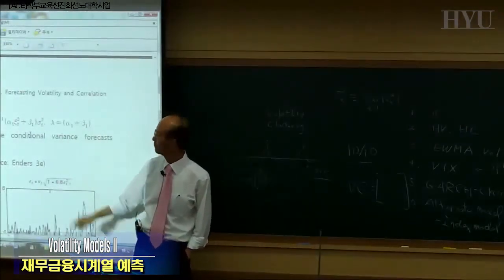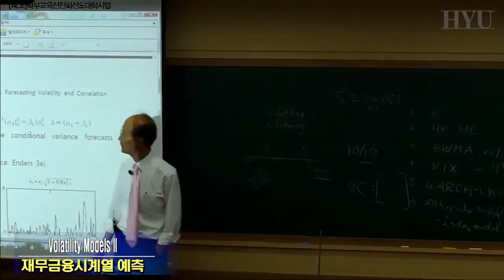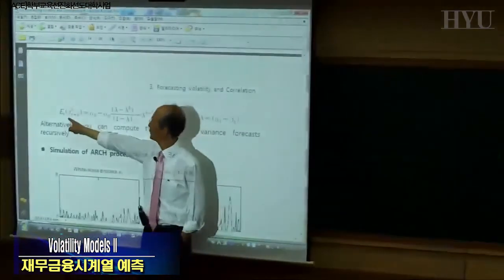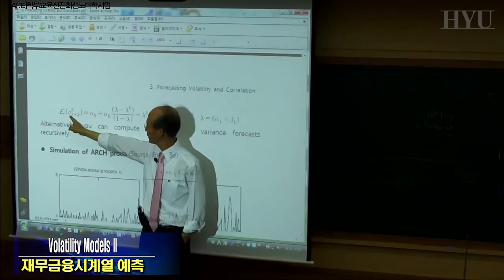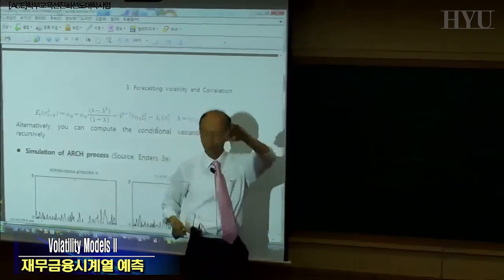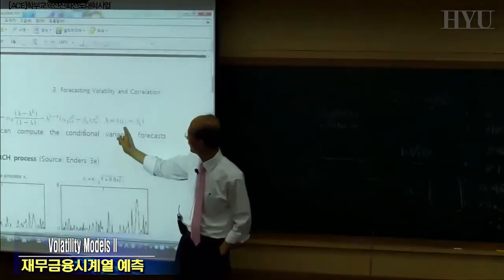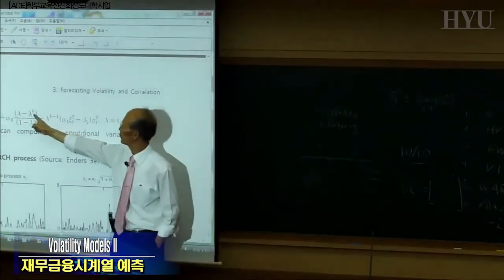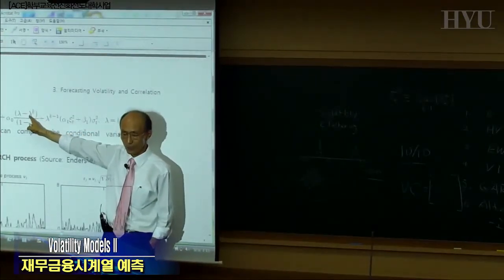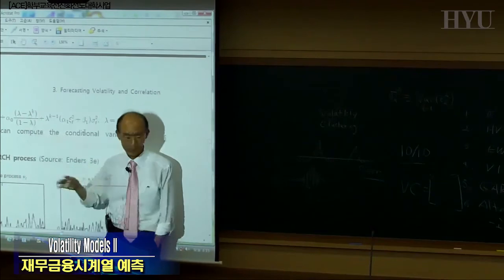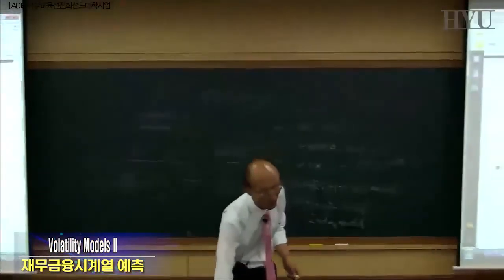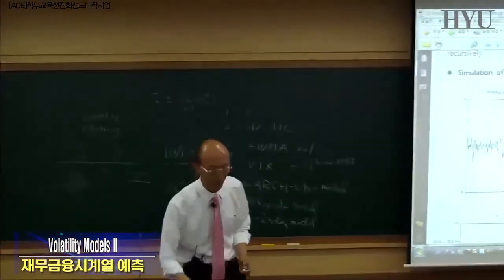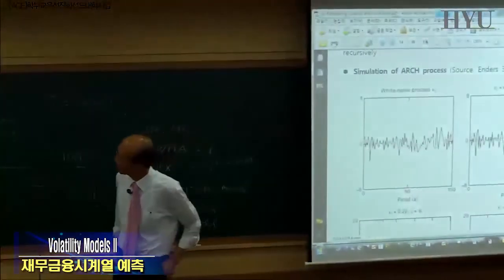Okay. So if this one is required not to explode, you can see naturally that this number has to be less than 1, right? Otherwise, it may explode, right? I borrowed several slides from Enders' book.